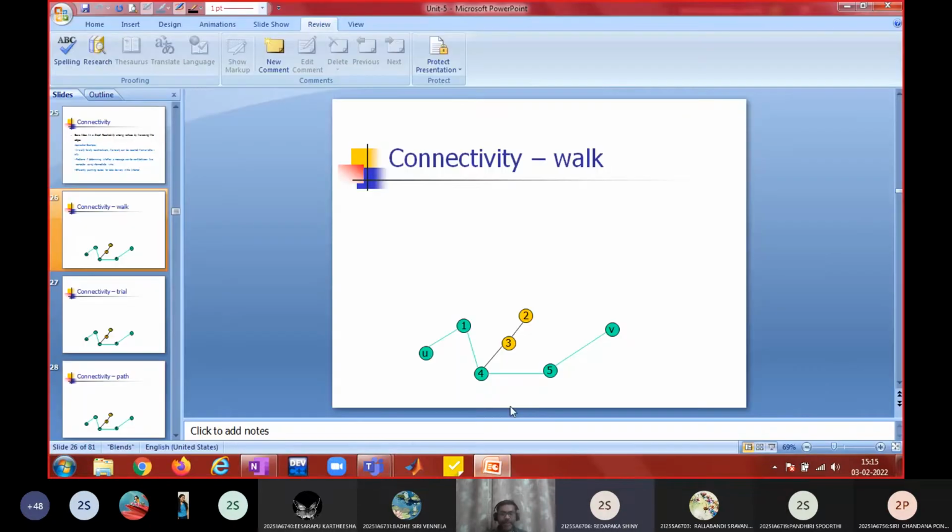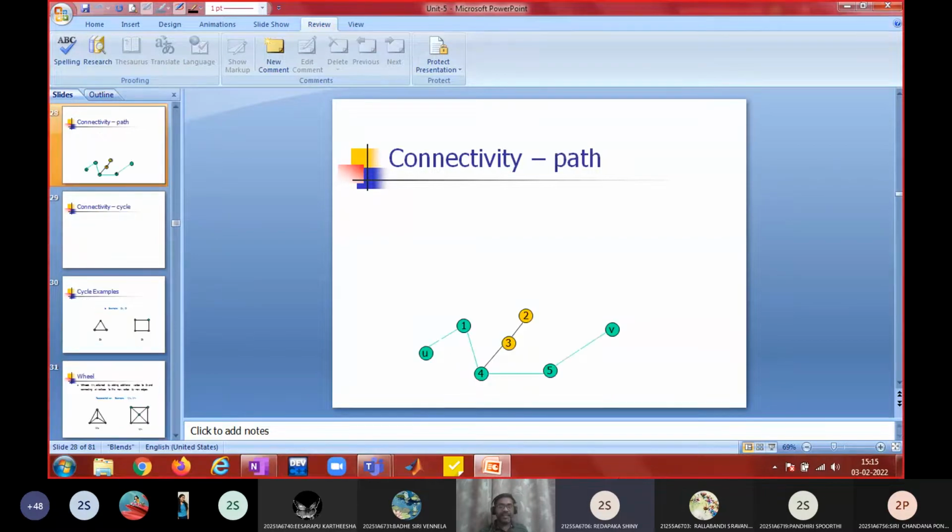So next topic: you understood what is walk, what is trail. A walk is a sequence of vertices and edges where every edge is incident with its neighboring vertices. A trail is a walk in which all edges are distinct. And a path is a trail in which all vertices are distinct. When all vertices are distinct, automatically all edges are also distinct. So every path is a trail, every trail is a walk.